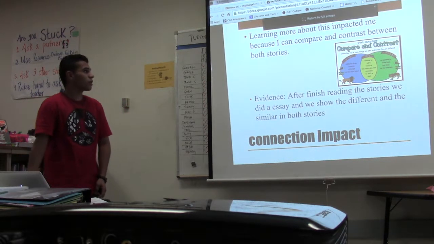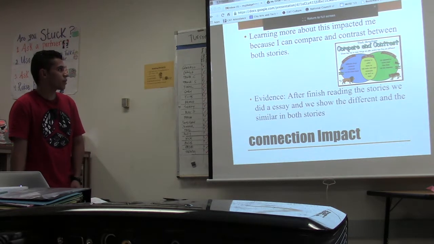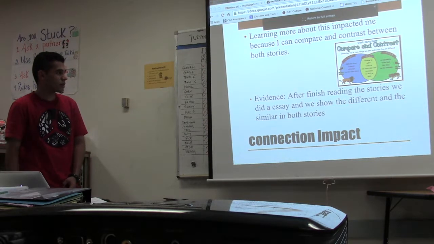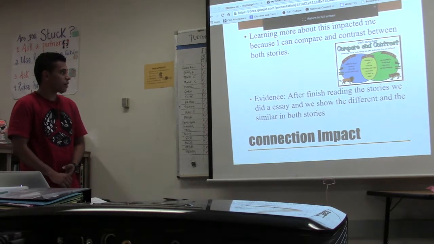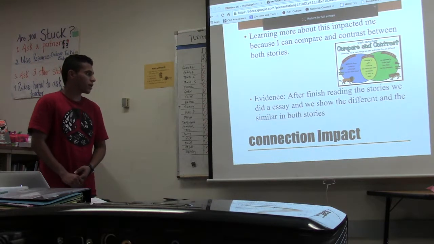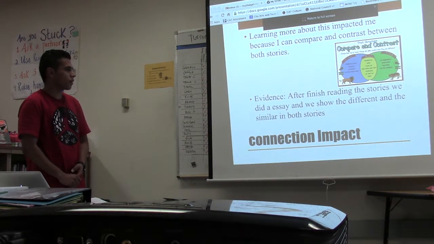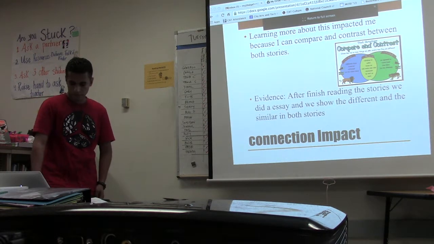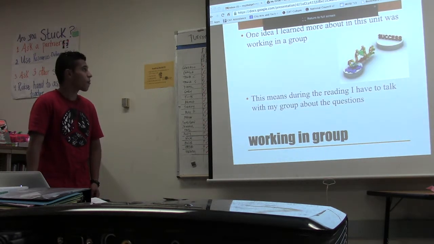Learning more about this impacted me because I can compare and contrast both stories and see the differences and the similarities. After finishing reading the stories, we did the ECA and showed the differences and the similarities in both stories.